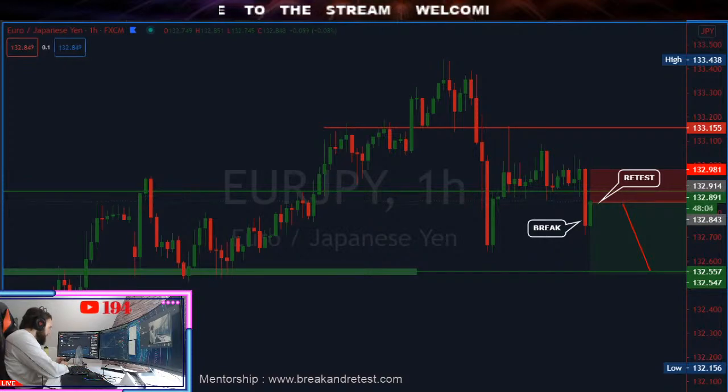Will you have a sell limit position? No. Oh, there's no need for a sell limit because you can enter manually. You can do it manually.